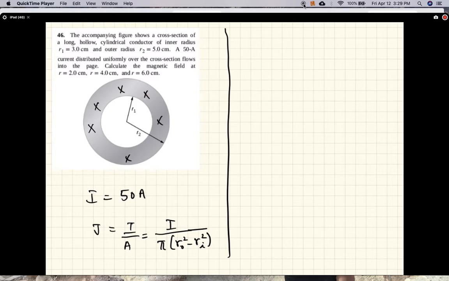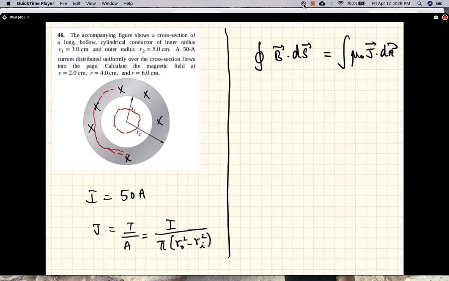Now, what Ampere's law says is that the line integral of the magnetic field around a closed loop is equal to mu naught times the current, the surface integral of the current density. So now, for the three regions, we're going to draw a loop like that. That's for the first one, second one, and the third loop. I'll number them 1, 2, 3.